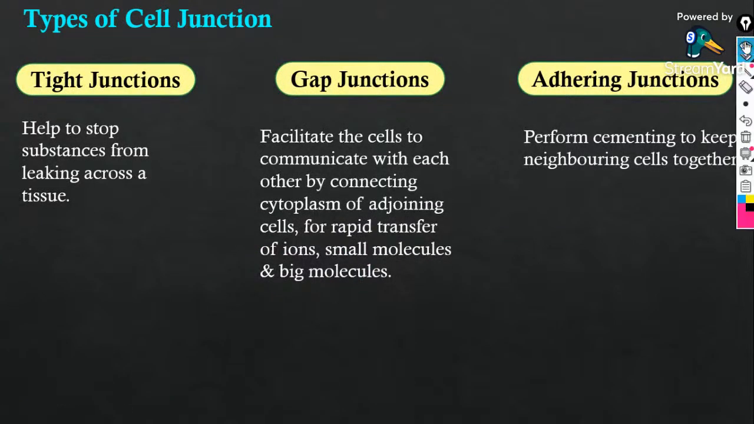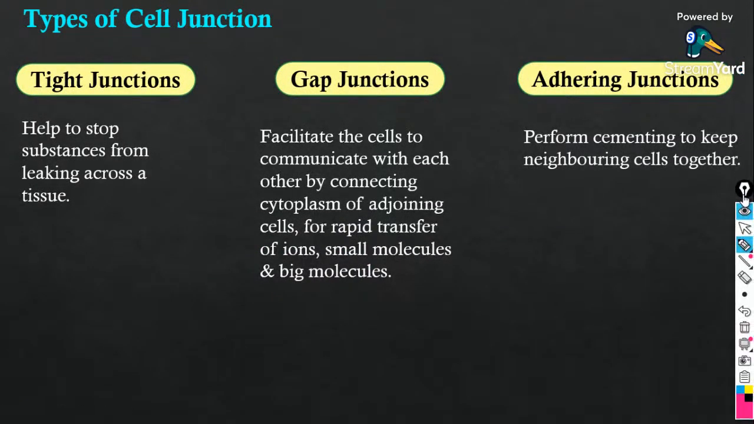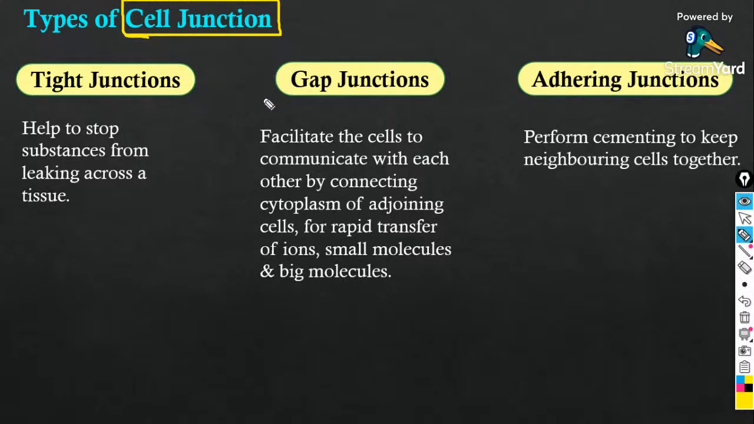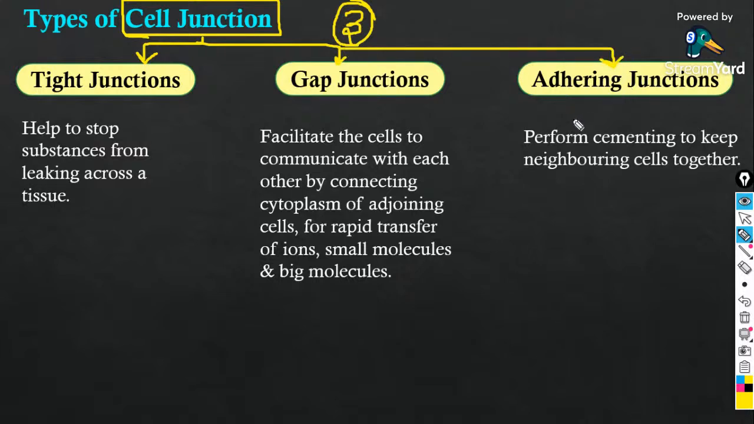Guys, for communication between the cells, there is a need for cell junctions. There are mainly three types of cell junctions: the tight junction, the gap junction, and the adhering junction. Okay, what are the three? Tight junction, gap junction, and adhering junction.